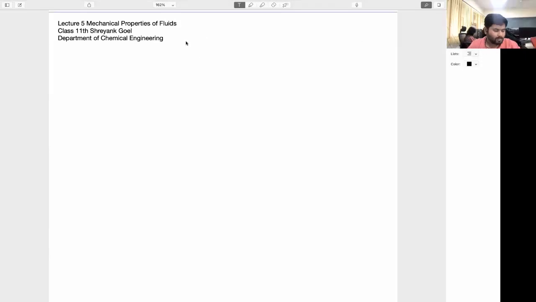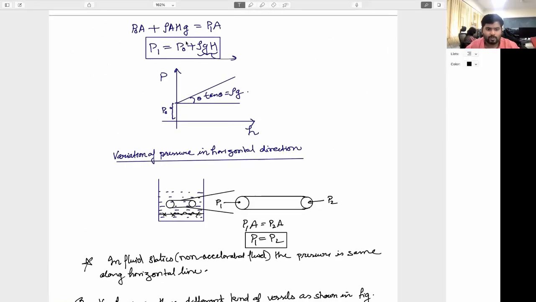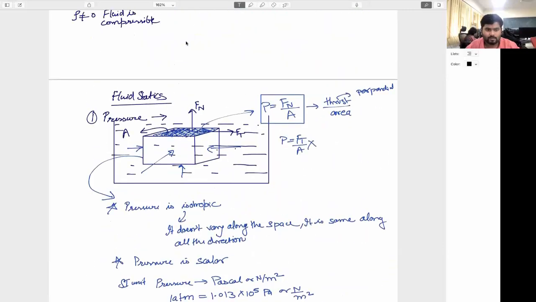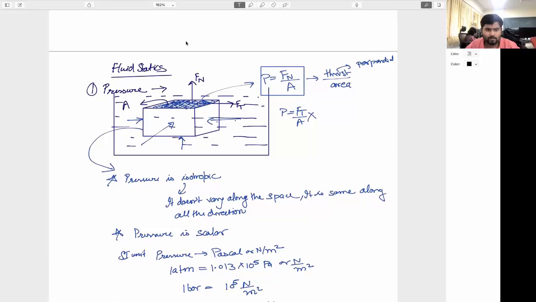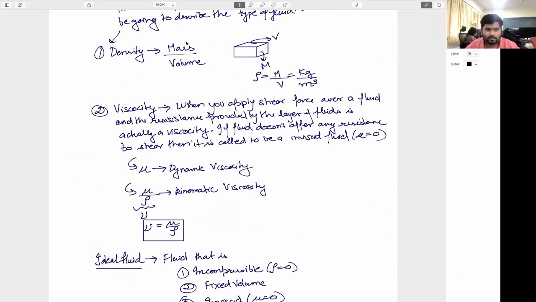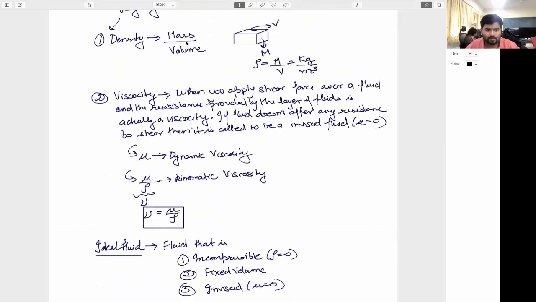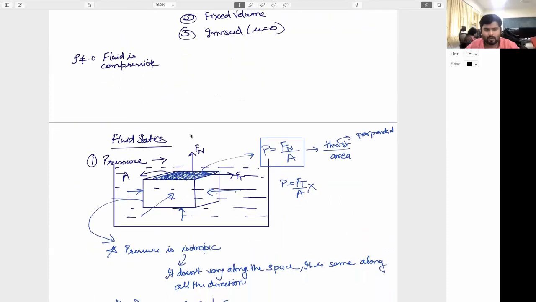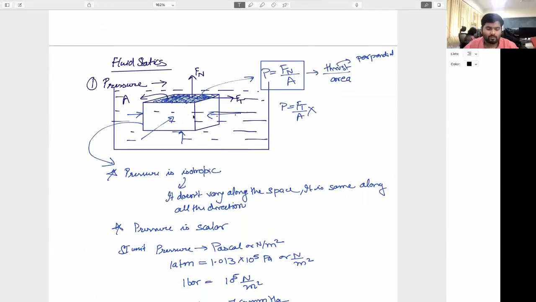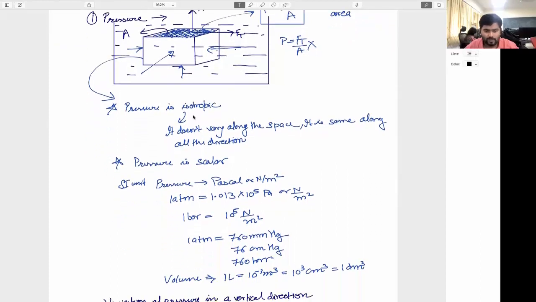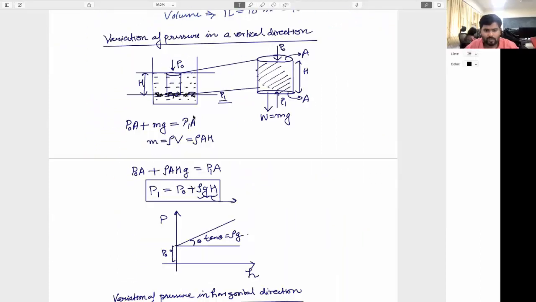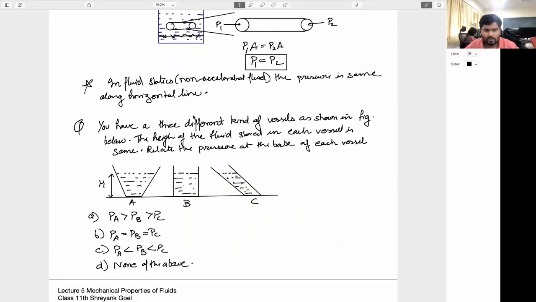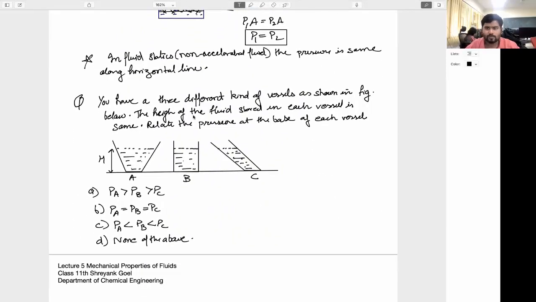So today I will be continuing the last lecture that we have discussed on fluid statics. What we told you yesterday, just briefly going through that: fluid statics is the study of fluid at rest, and we have discussed pressure and how pressure is acting on the fluid parcel when the fluid is at rest. And we have seen the variation of pressure in the vertical and the horizontal directions. And I have given one question. So let's discuss the solution of that question first.